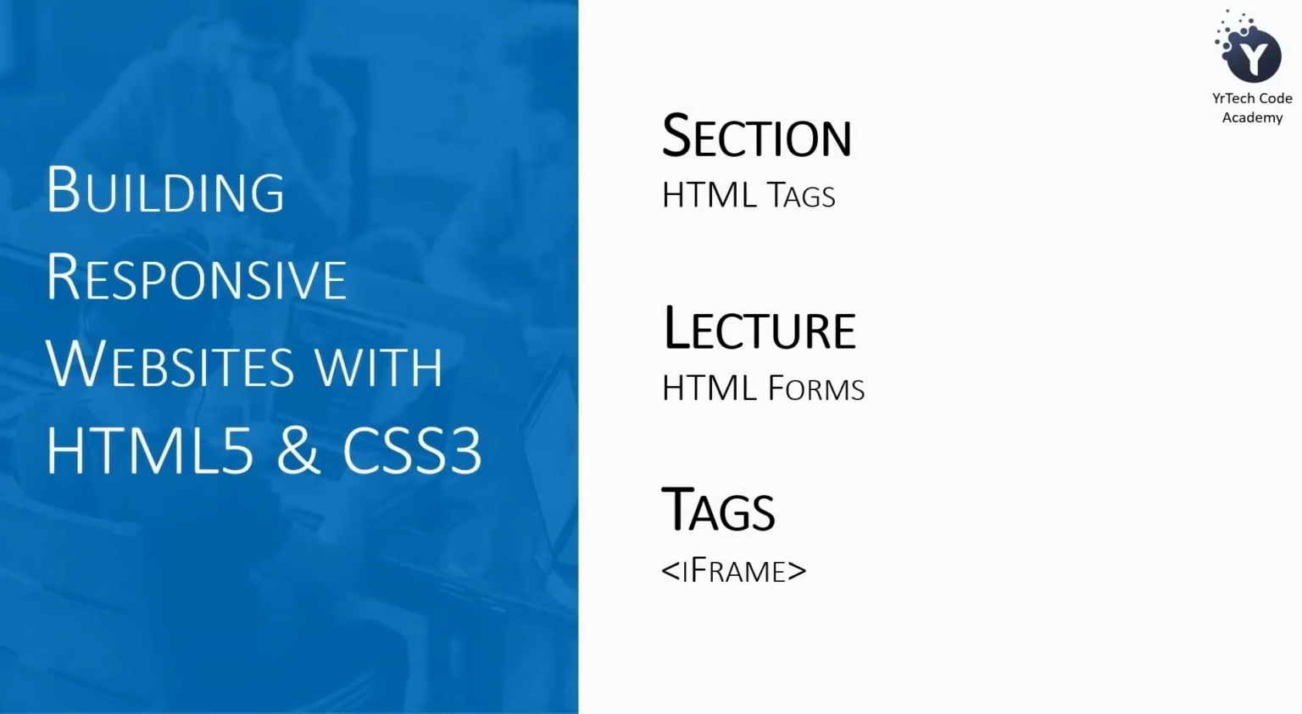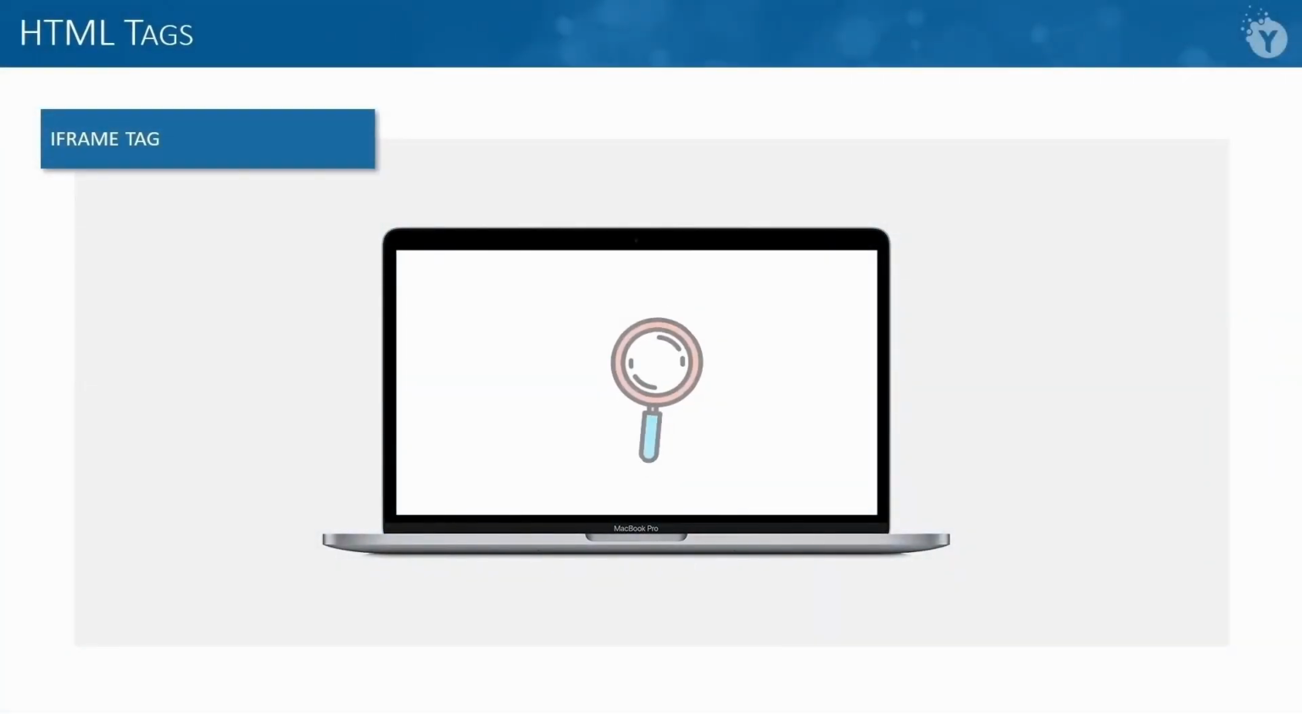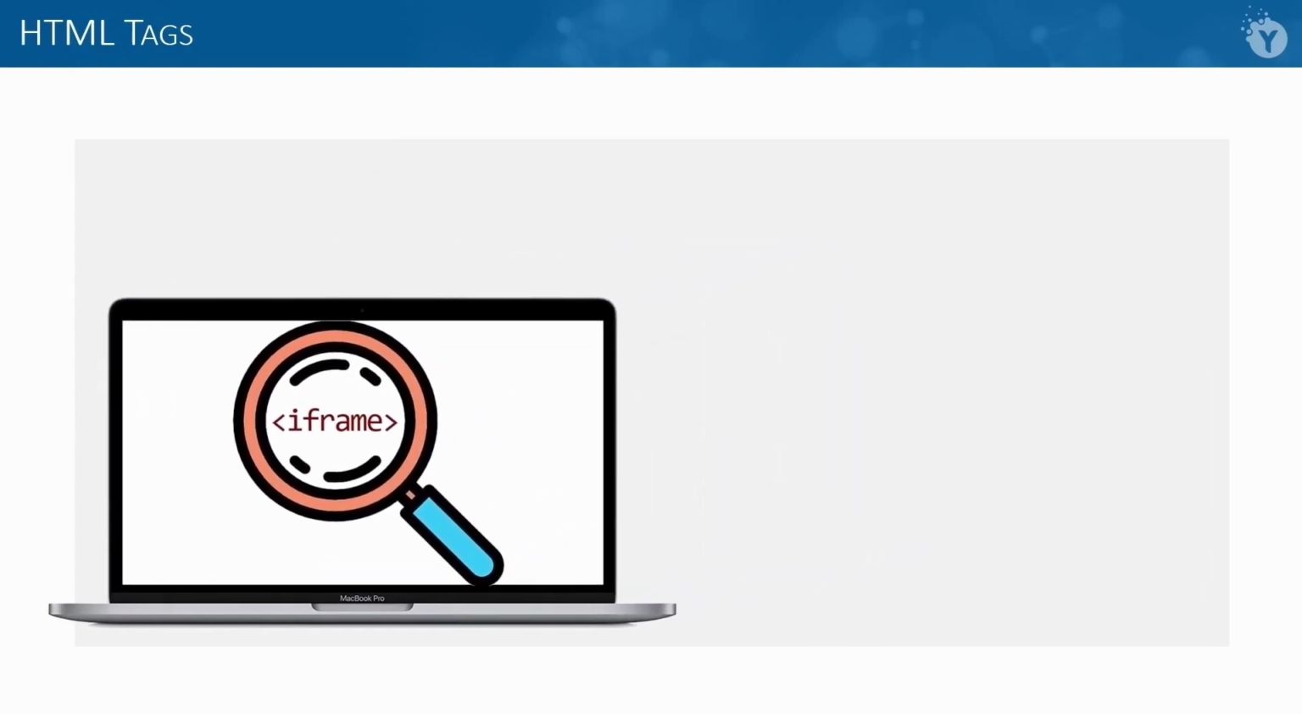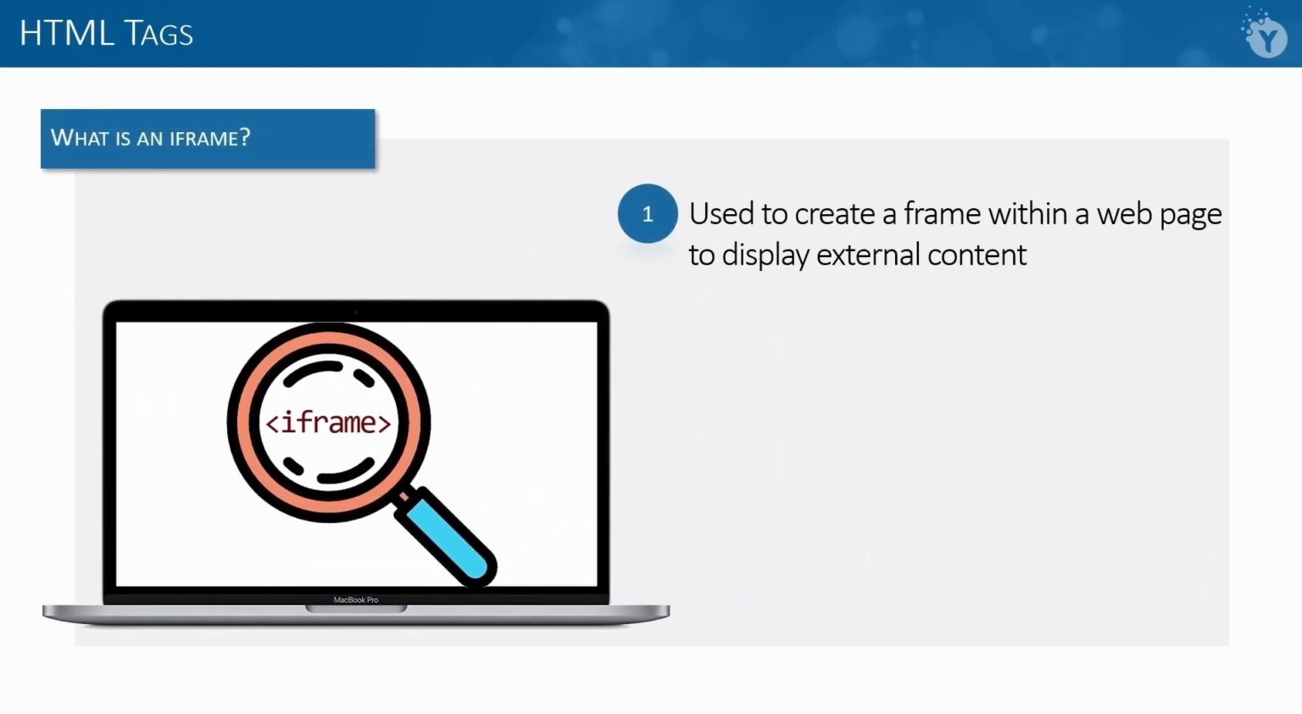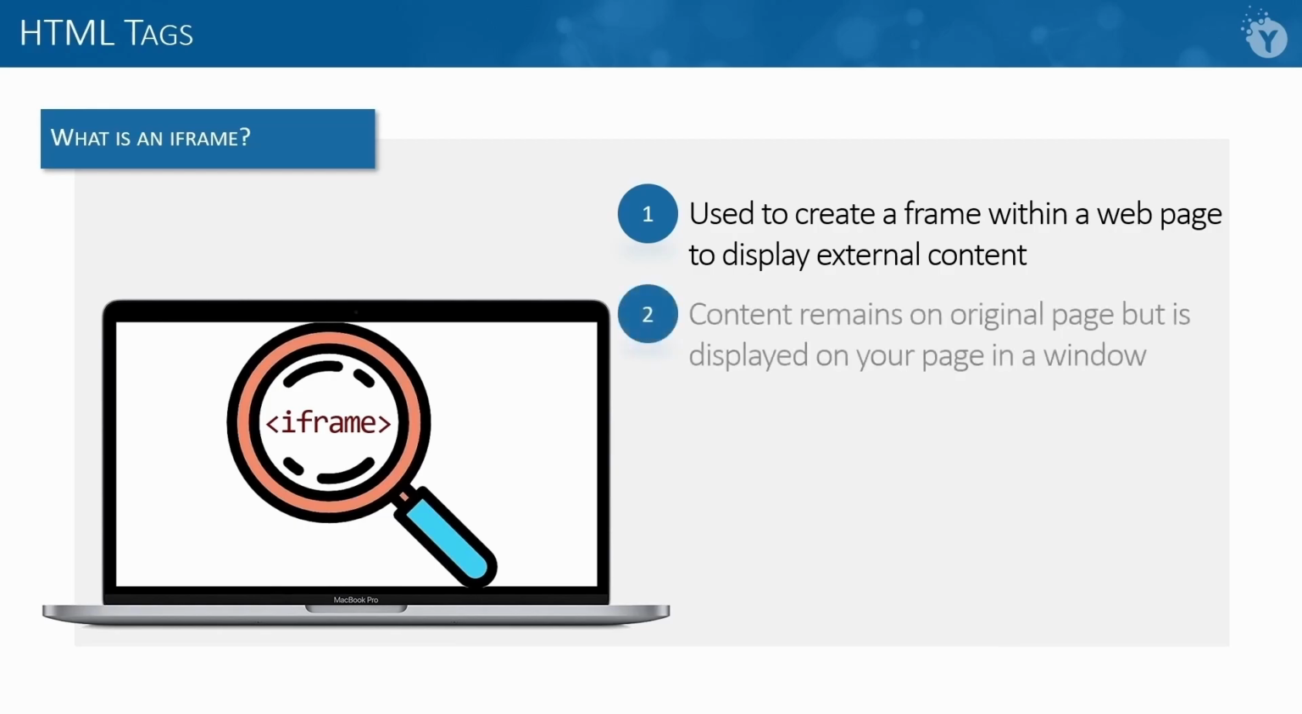Welcome to this lecture on the iFrame tag. As its name implies, this tag is used to create a frame within a web page which can display external content. This works much like a window or portal where the content being viewed actually resides in a different location, but it appears alongside your own content within your web page.